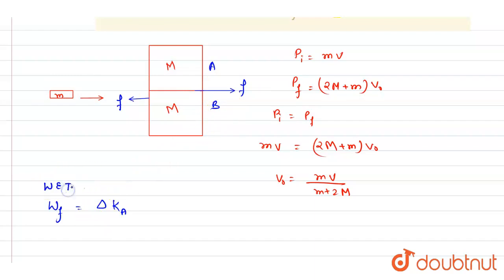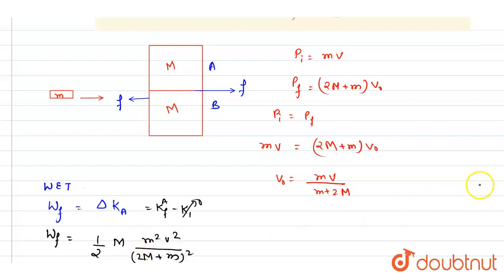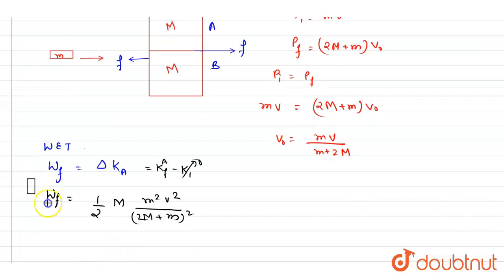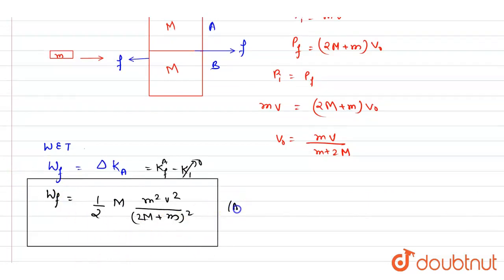So from the work energy theorem, we can write that the work done by the friction force on the upper block, that is A, is equal to the work done by the friction force. So if you see, the work done by the friction force is equal to final minus initial, right? So initial was 0. So you can just write down it will be half m v square. So it will be this square. So this will be the work done by the friction force between the two blocks, and the answer of this question.